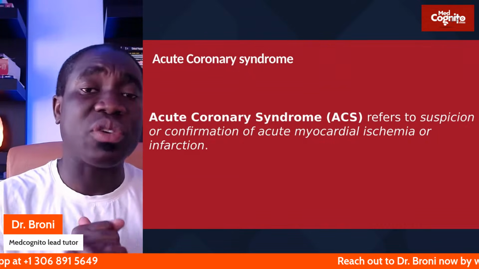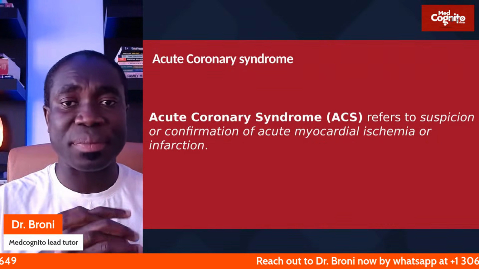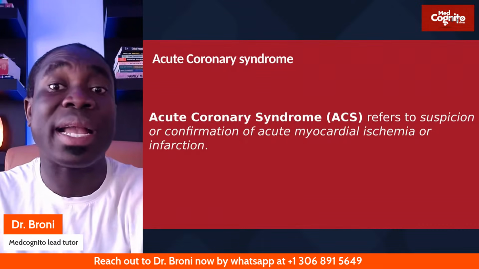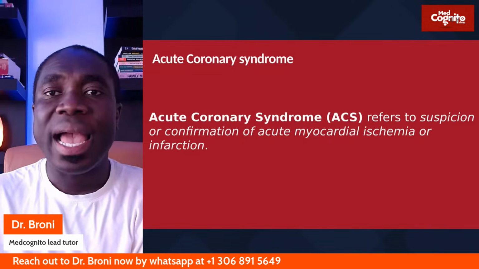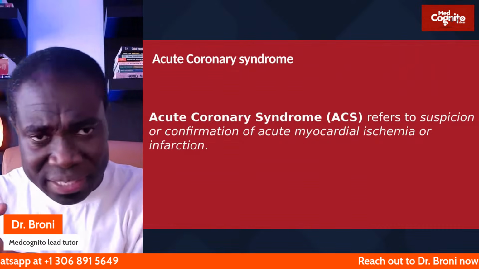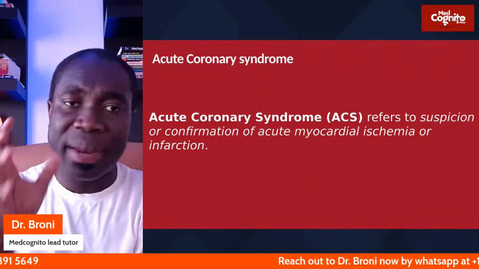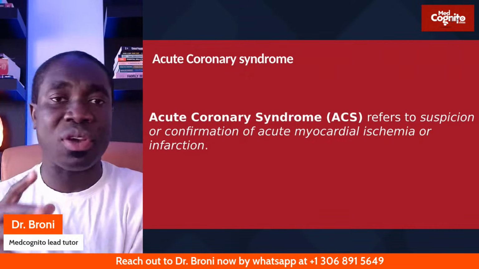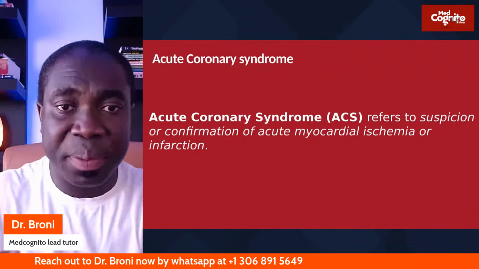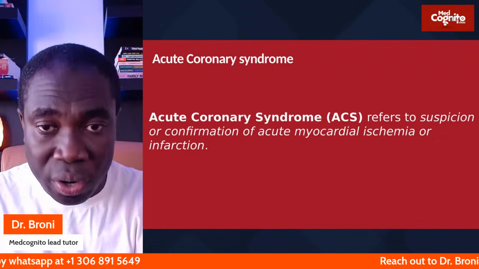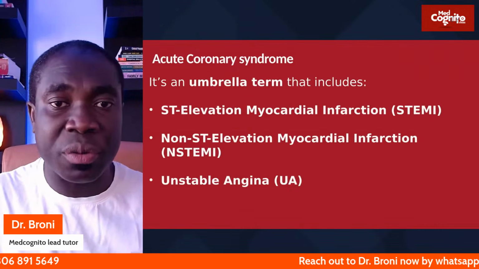So acute coronary syndrome basically refers to a suspicion or confirmation of acute myocardial ischemia and/or infarction. So you're talking about either the blood flow to that part of the heart is decreased, and because of that, the patient's experiencing a lot of chest pain and all that, or there's actually infarction going on. That is what acute coronary syndrome is all about.